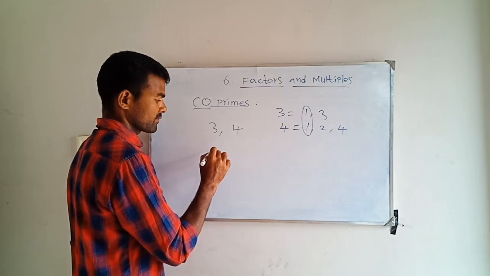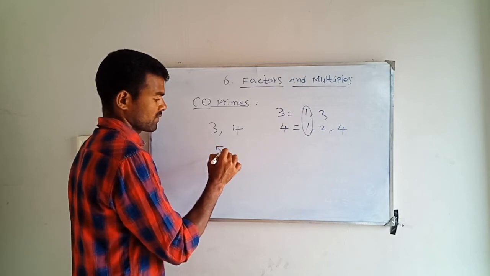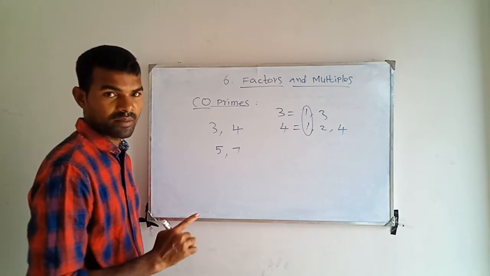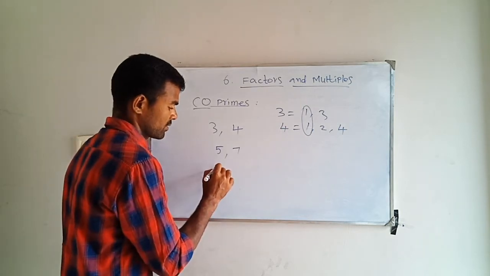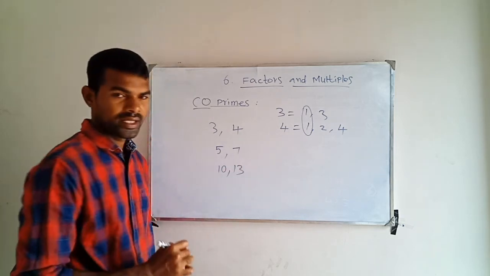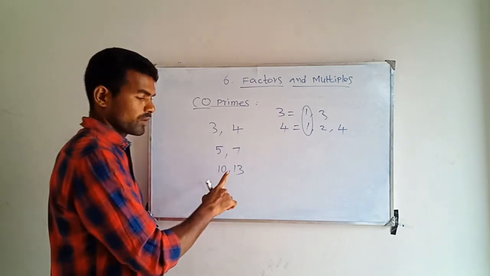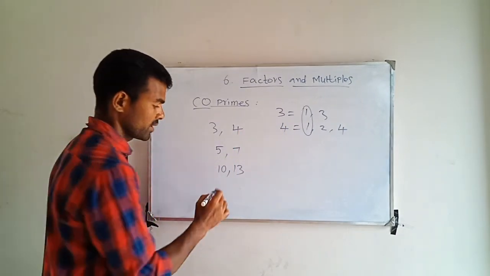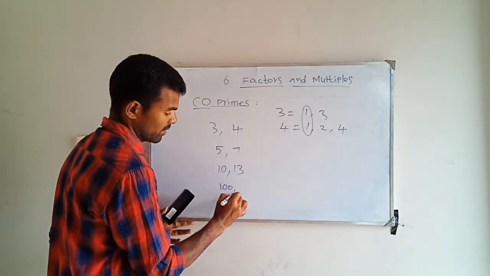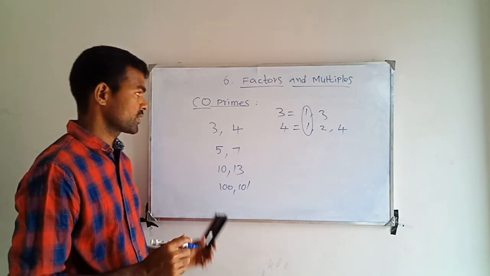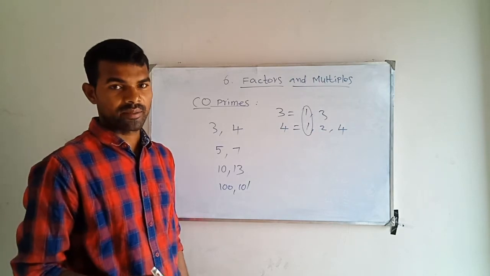You can also say 5 and 7. Only 1 is common here. You can also say 10 and 13. Only 1 is common. Like this, 100 and 101, only 1 is common. Such numbers are known as co-primes.